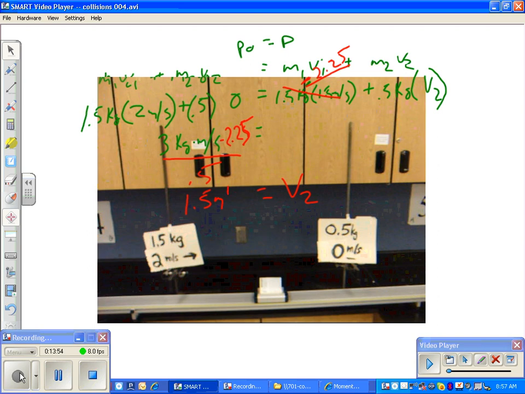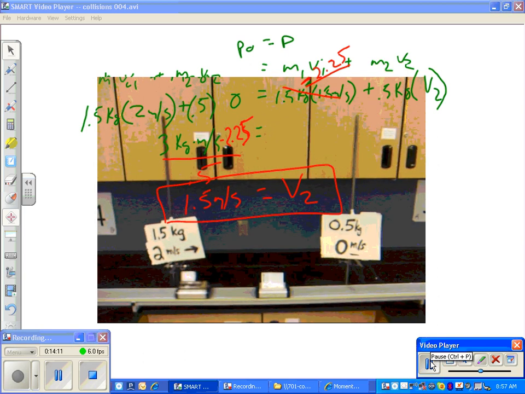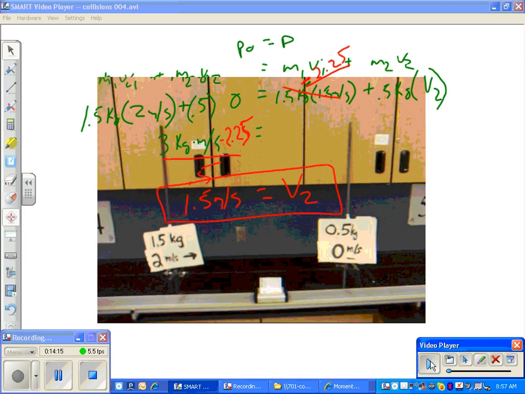Now, is this positive or negative? Connor, positive or negative on that one? Positive is correct, so we'll just leave it like that. And just to review the video, make sure that we actually did get the right direction, and we did. Okay, so it slowed down by half a meter per second in that collision.